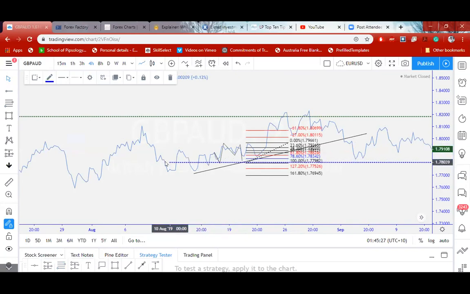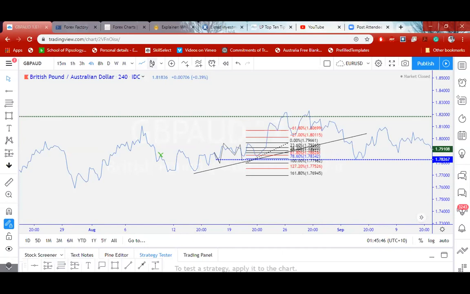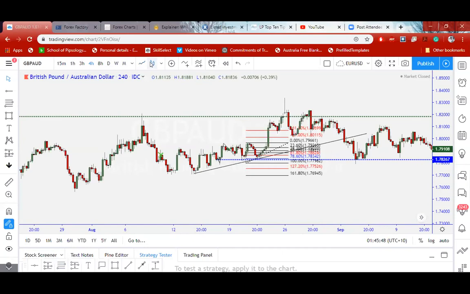For the support, I can actually see this. You know, it's not good because it's below the 78.6. But this one is here, that support. Okay, so you can find the stop perfectly. What is the final move? Minus 27.